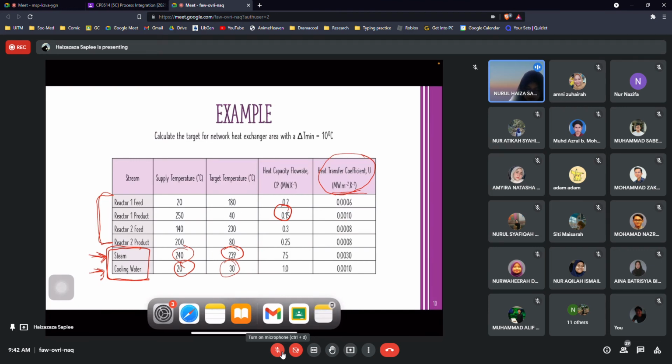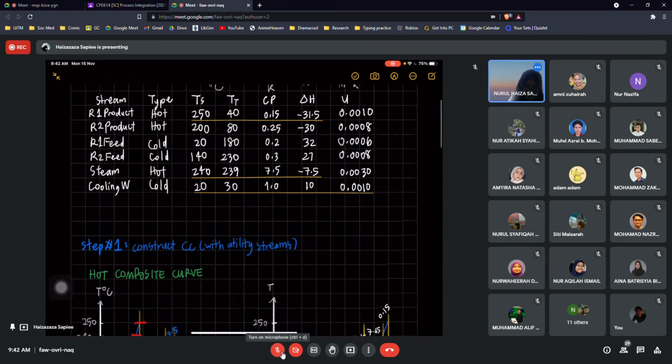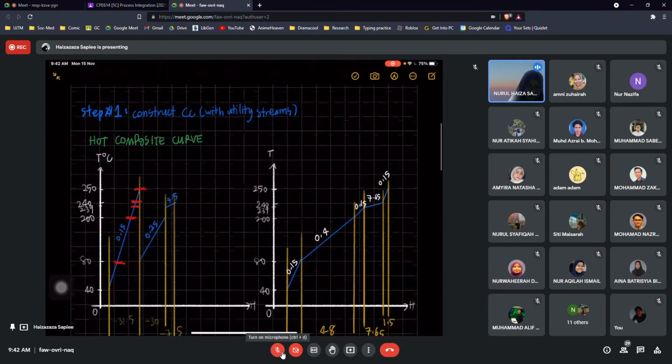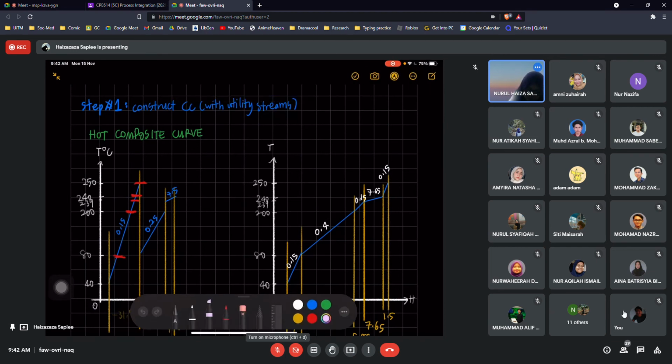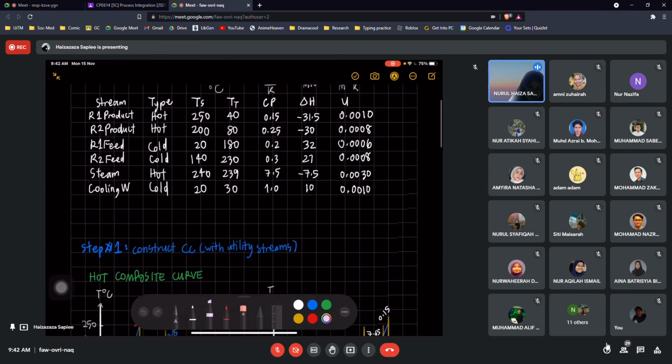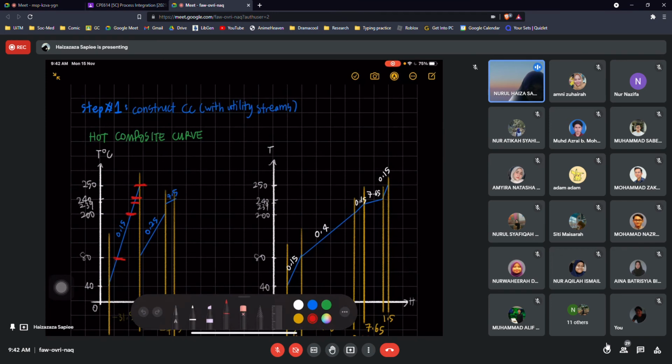So contoh dia kat sini lah. So ni tadi bila kita buat, kita construct kita punya CC with utility stream, bila kita buat kita punya hot composite curve, kita akan lukis line. So remember balik kita akan ambil dia punya hot stream and cold stream. So kita akan lukis for untuk hot composite curve kita akan lukis dia punya line lah. So dia akan ada 1, 2, 3. So daripada 250 sampai 240 dia hanya ada this stream. So sebab dia hanya ada this stream, kita hanya guna 0.15.